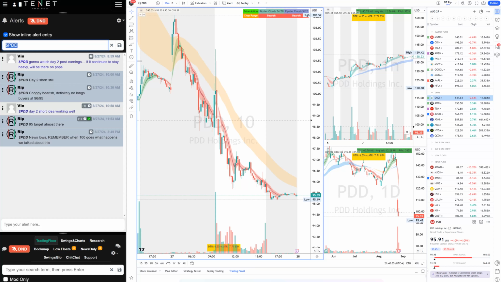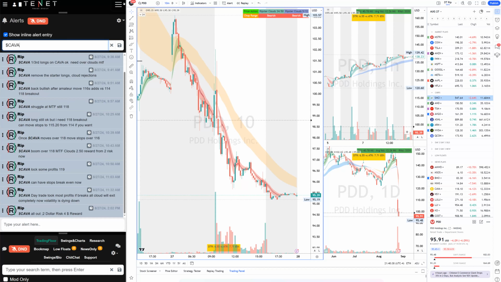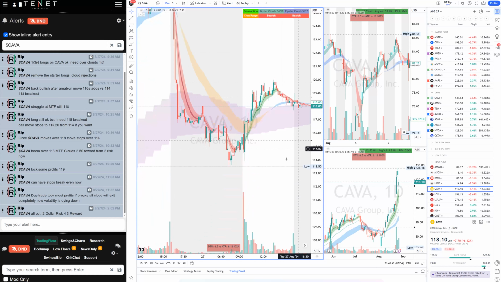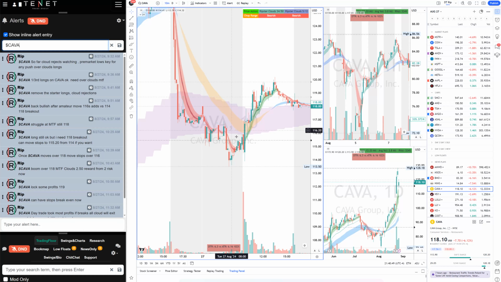So the next one we're going to discuss is CAVA. CAVA took its sweet time. It was a little confusing, taking its time in the morning. I tried the amateur move. I started with very small size on the amateur move right here, but when it was rejecting the clouds, I got out. But again, the same concept as SMCI: as soon as the gap up tries to hold the pre-market lows, I know that it can push, and I have clear defined risk at 114.